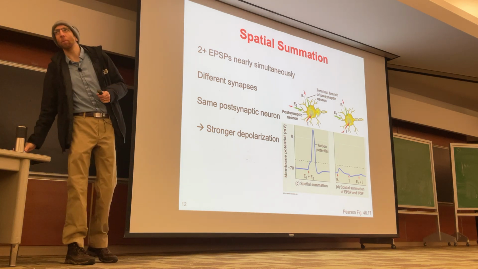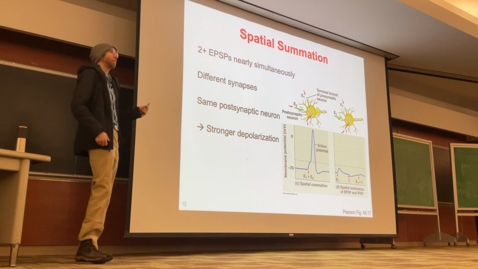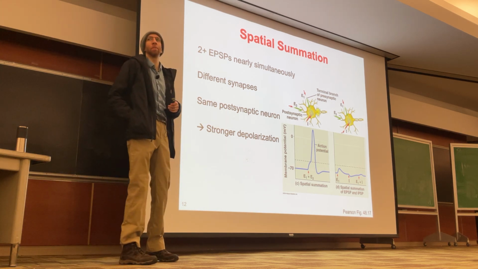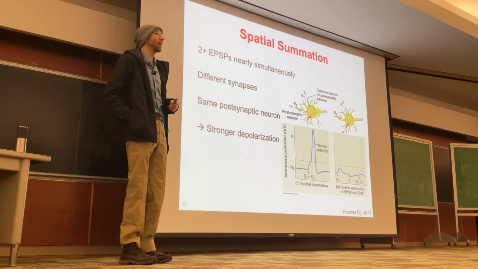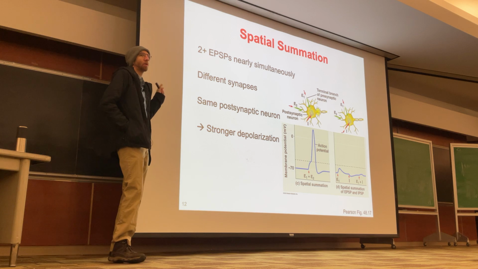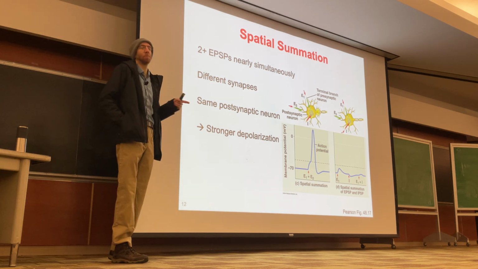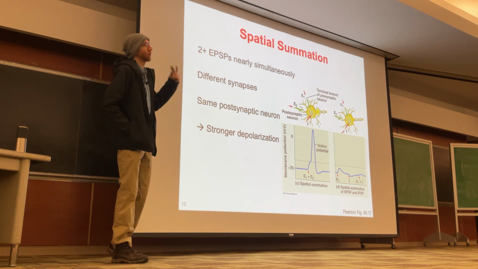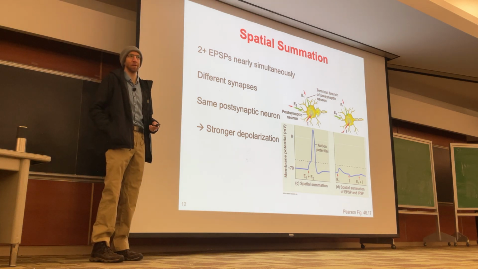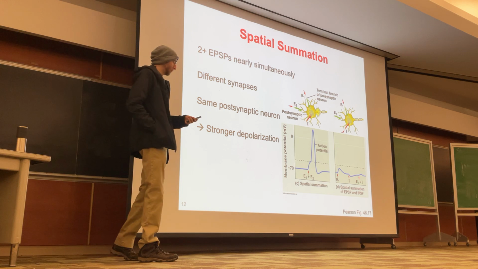Now, why are we taking so much time to talk about spatial and temporal summation? In a little bit, we're going to talk about long-term potentiation, and in order to achieve long-term potentiation, we need both of these. So we need to understand how both spatial and temporal summation work in order to see how we cause the development of long-term potentiation in our neurons.